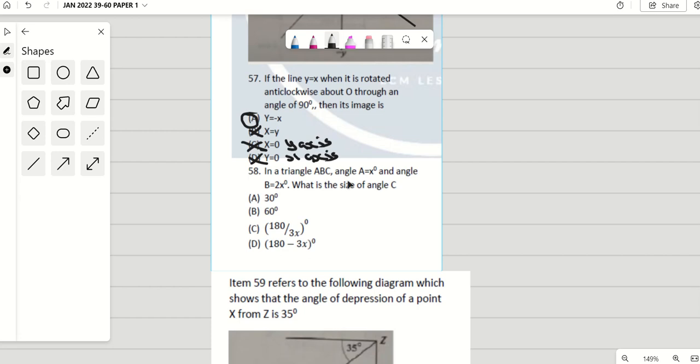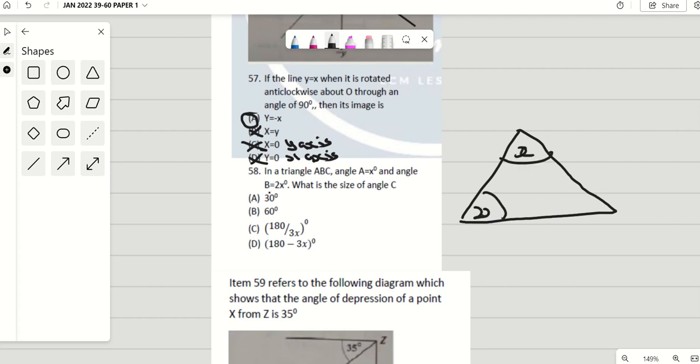In a triangle ABC, angle A is equal to x degrees, angle B is equal to 2x, and angle C. Now, we know if we were to draw a triangle here, let's say this is A, this is x, this is 2x. We want to know what this angle is. We're calling this angle C. So this is A, this is B, and this is C.